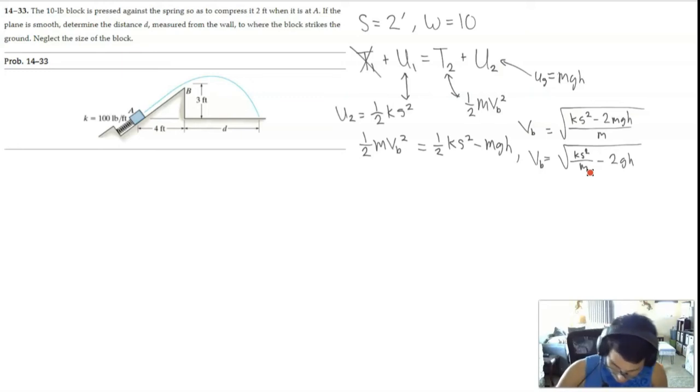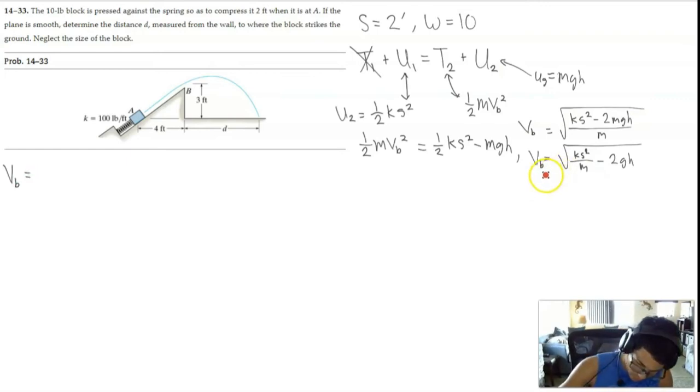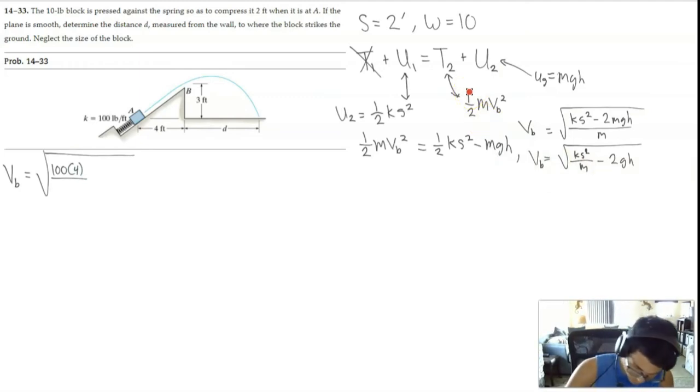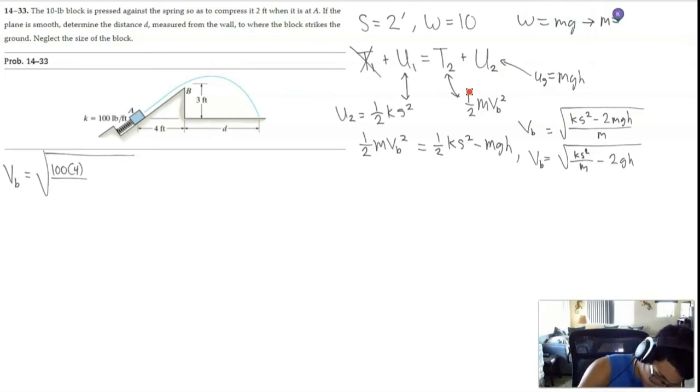Let's write it here. Well, we're actually not going to think about it. We're just going to compute it because we actually need VB. So K, do they give us K? They do. K is right here. So 100. What's S squared? S squared would be 4. And this is all over some mass. We don't have the mass value, but we can solve for the mass, where we see that weight is equal to mg. Therefore, m is equal to W over g, which is 10 divided by 32.2.